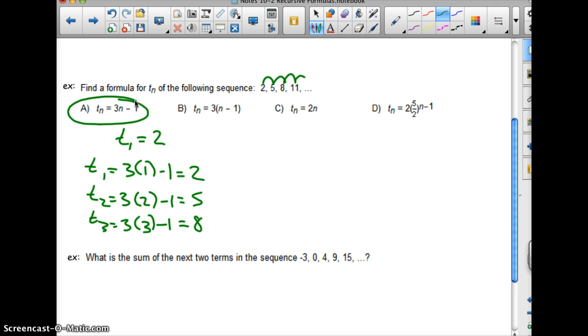All right? Now, if I try these ones here, T1 is 3 times 1 minus 1, which gives me 0. Is that what T1 is? Does T1 equal 0?